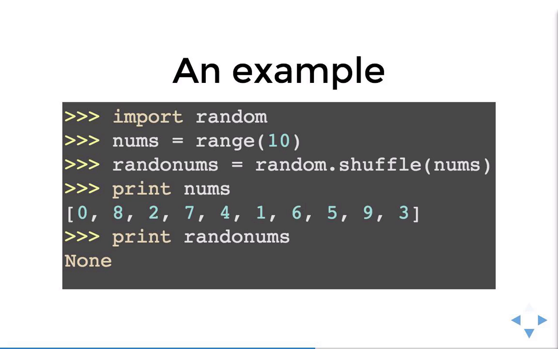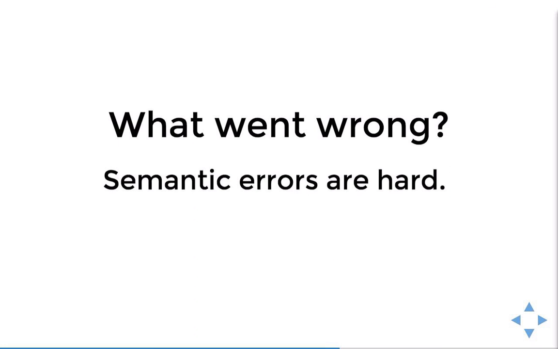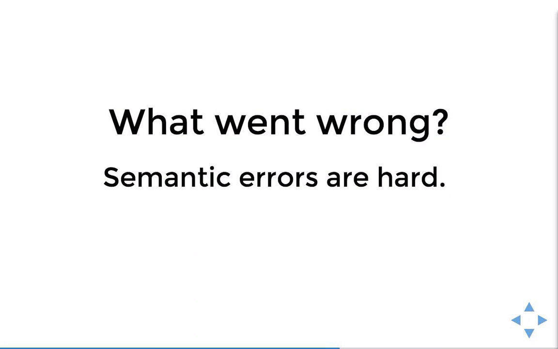And then when we try to print rando nums, the value is coming in as none. So what went wrong? This is a really classic example of a semantic error where everything you've written is technically correct. Python has absolutely no problem executing what you've done, but what you've done is not what you actually intended to do. And that's what we call a semantic error versus a syntactical error.